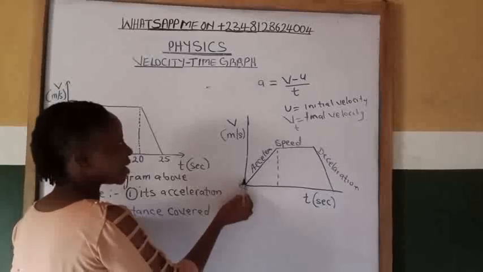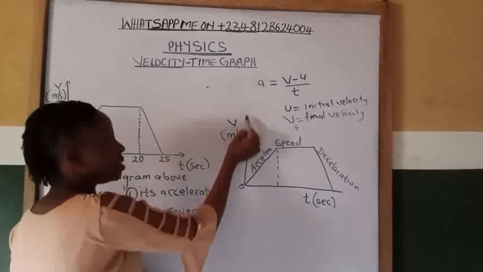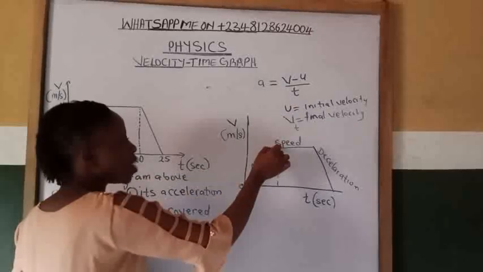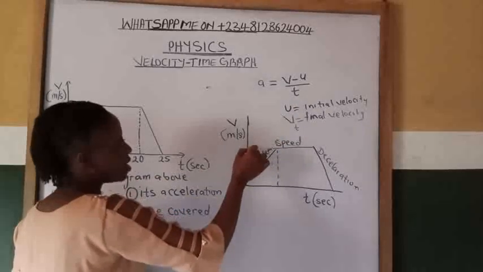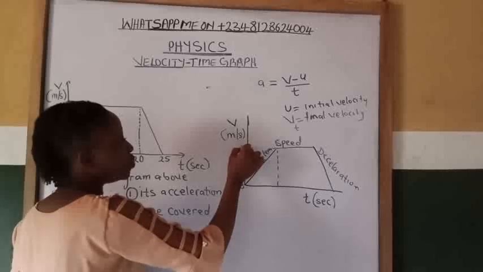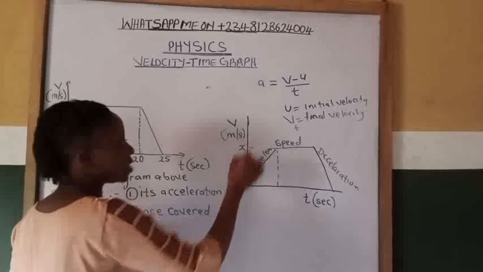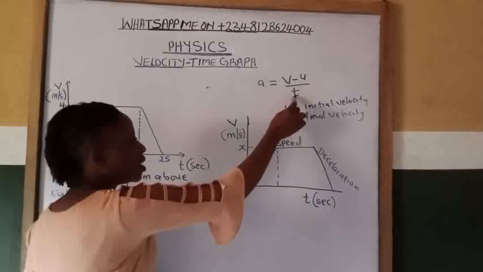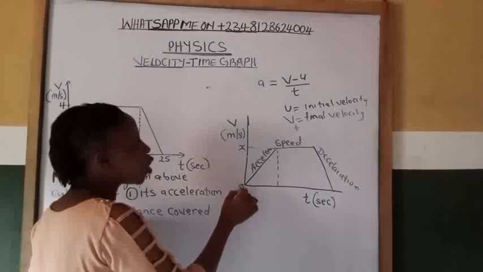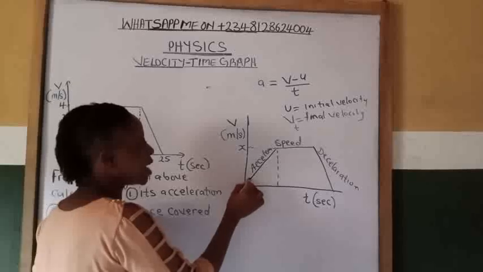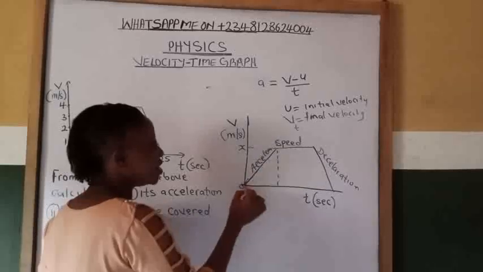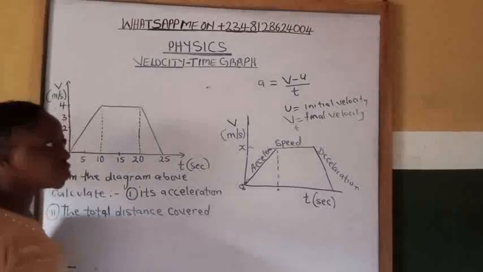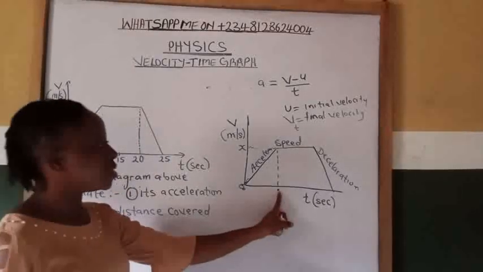Then don't forget that this is the velocity axis. So the final velocity will be where this line stops. So our final velocity will be this point. Let's call it point X. So what will be the time taken? The time taken for that object to accelerate is from here down to this place.